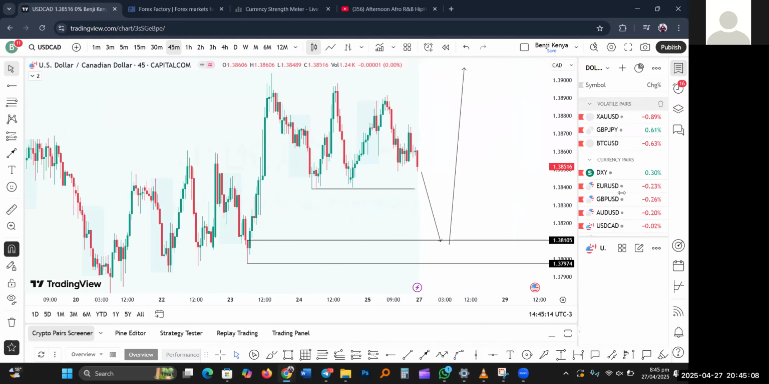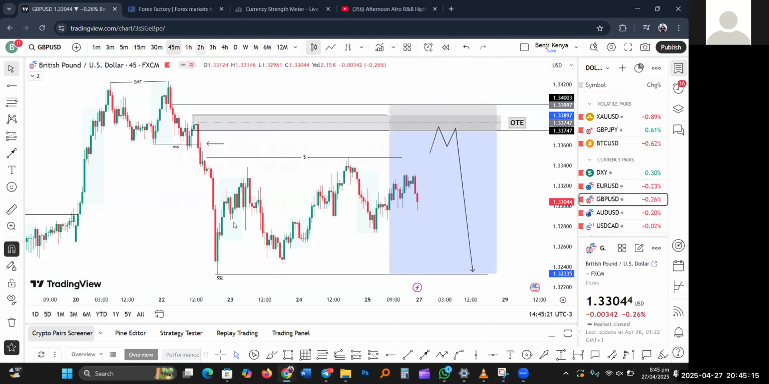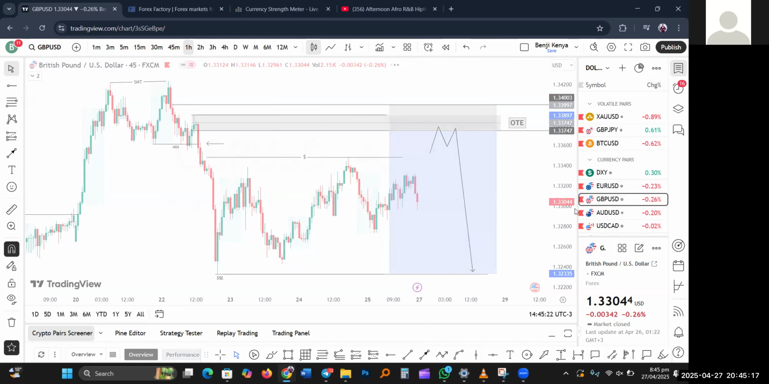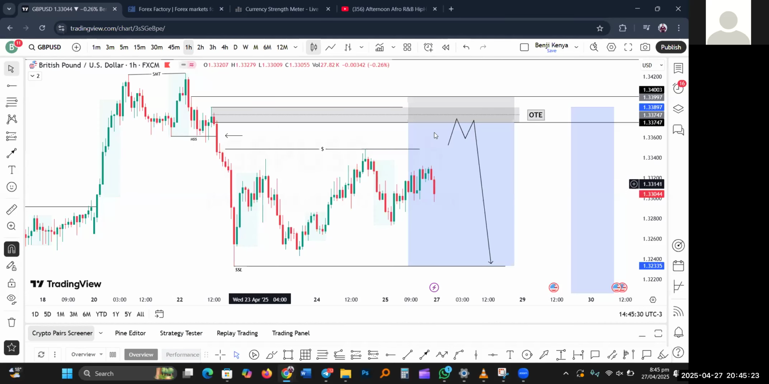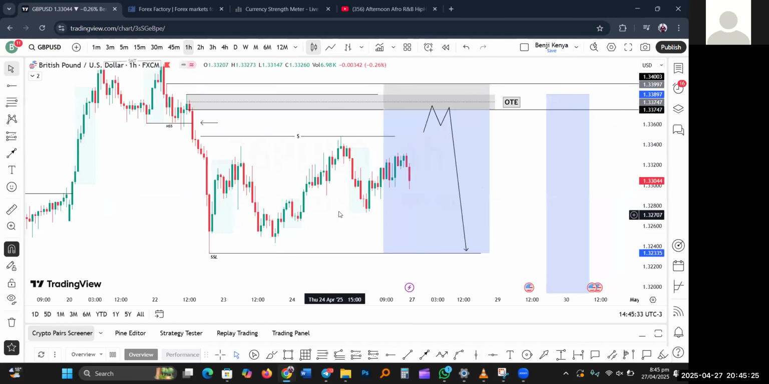I have something else on GU, on the 4 hours time frame. If it's not 4 hours, it's 2 hours. Let me do it on 1 hour. So this is a move that I'm anticipating. As I told you, I'm anticipating the dollar to push lower, then we push even higher. So this is the move I want to see probably on GU.